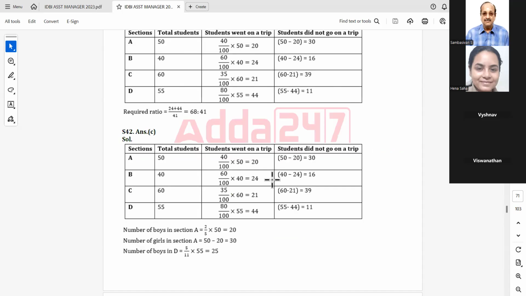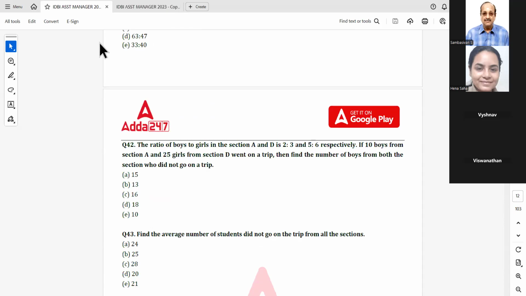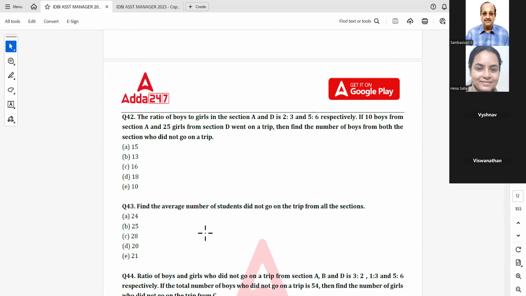But here they are arriving, how are they arriving at that 6, 30 minus 25, 5. Number of boys who did not go on a trip, 11 minus 5, 6. What is 11 minus 5? It is wrong. Something is wrong here. So forget about this. This question is wrong. Now we will go to question number 43.